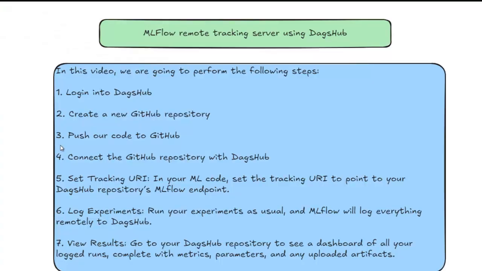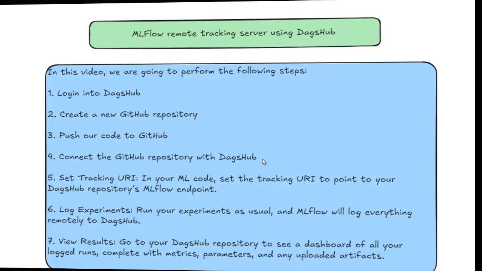So you can see we have successfully completed our 3 steps. Logging into DexHub, we have also created a new GitHub repository, and also we just pushed our code to GitHub. Now let's move on to our 4th step. Connect the GitHub repository with DexHub. So let's complete this particular step, our 4th step, and let's move to DexHub.